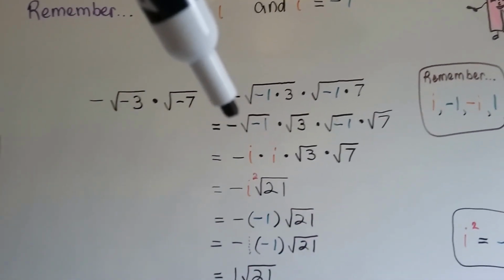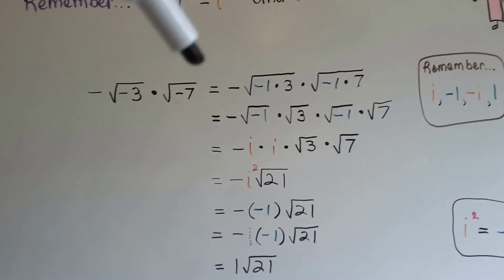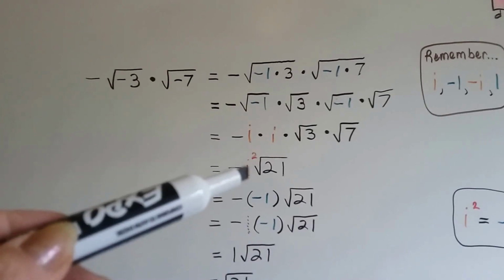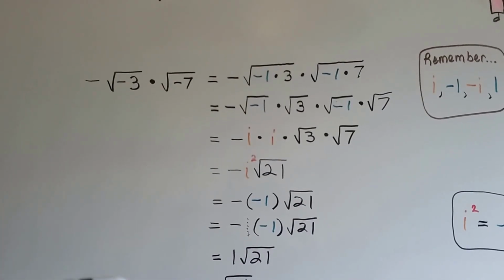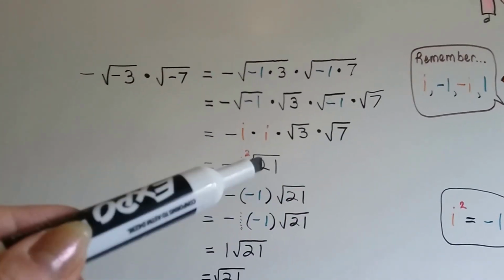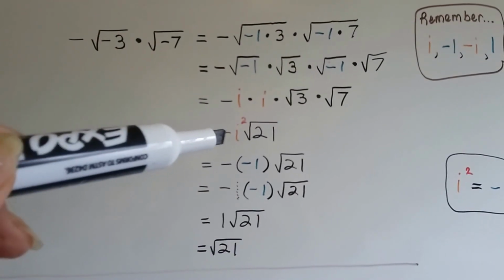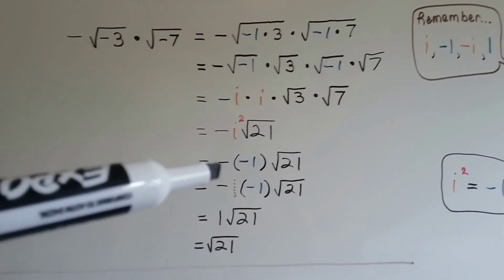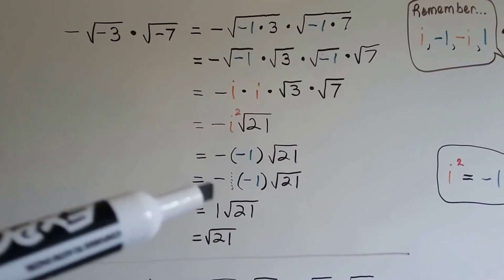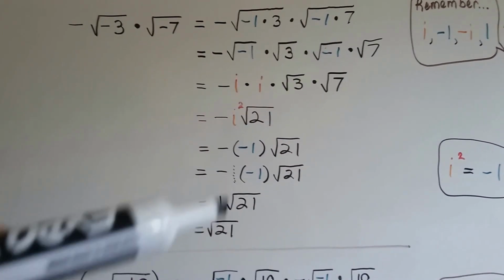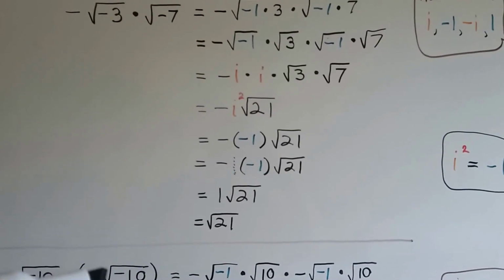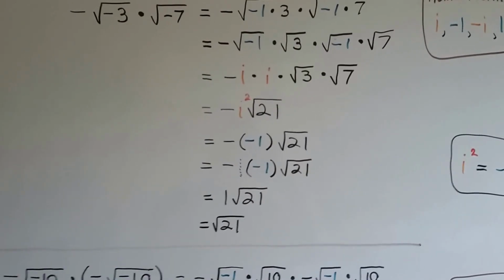So because of this negative sign here, we have a negative i times the square root of 3 times the square root of 7. And because we have two i's, it's i squared, isn't it? So we have a negative i squared. And i squared equals a -1, doesn't it? 3 times 7 is 21. So because this i squared equals a -1, that means we have a negative times a -1 square root of 21. And there's an invisible 1 here, isn't there? We just don't usually write it. So -1 times -1 is a positive 1. And we don't have to write that one either. We just write square root of 21, okay?